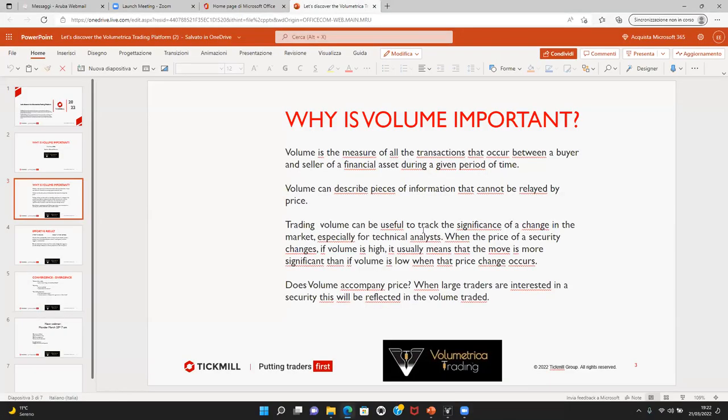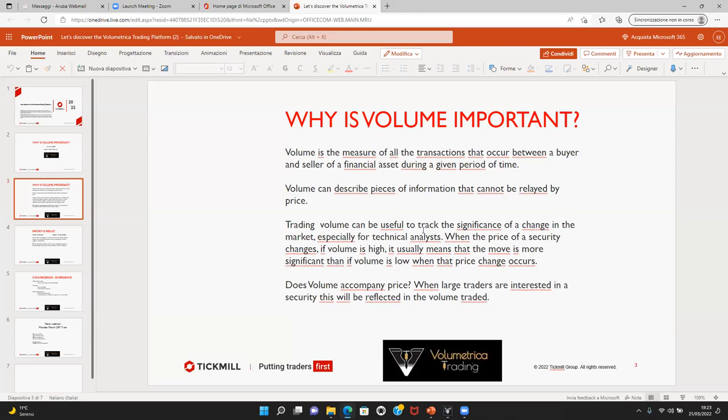Because of course, volume gives us a very important clue of what price can't tell us, because actually volume is very useful to track, first of all, the significance of a change in the market, especially for technical analysts. Basically, when the price of a security changes, if volume is high, it usually means that the move is more significant than if volume is low when that price change occurs.